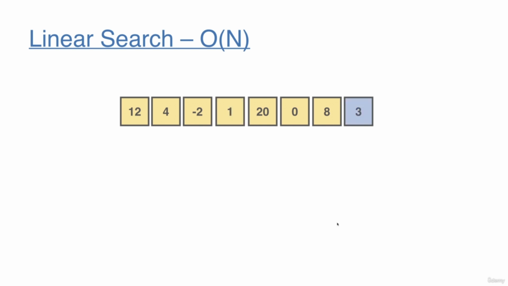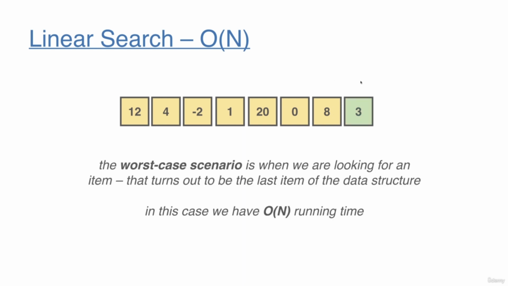What if we are looking for an item that is at the end of the data structure, so we are looking for integer 3? We have no other option but to consider every single item one by one until we hit integer 3. This is the item we are looking for, and by the way, this is the so-called worst case scenario because we have to consider every single item of the data structure until we find the item we are looking for as the last item of the data structure. What is the running time complexity? Of course, we have to consider every single item one by one, so it has linear running time complexity.